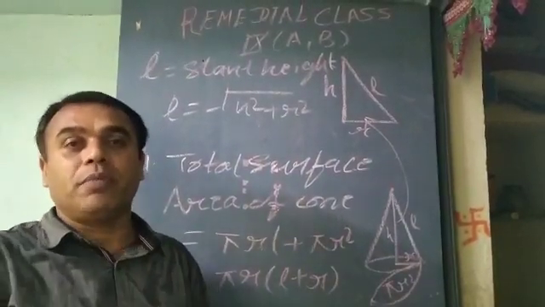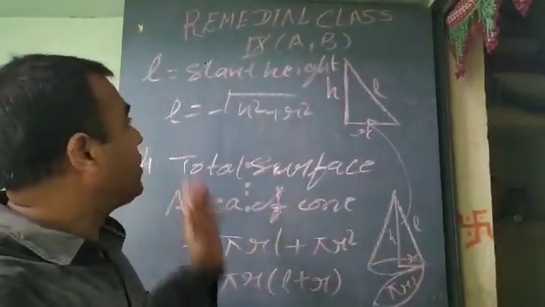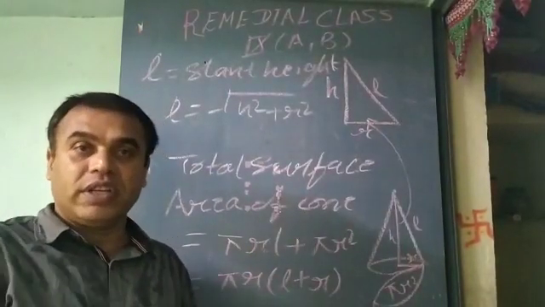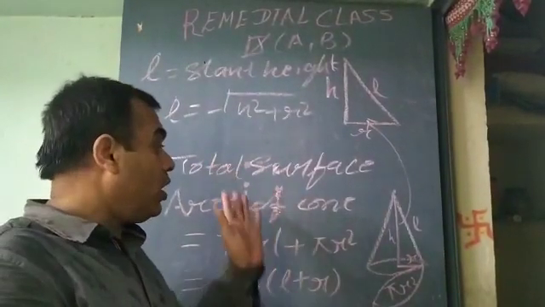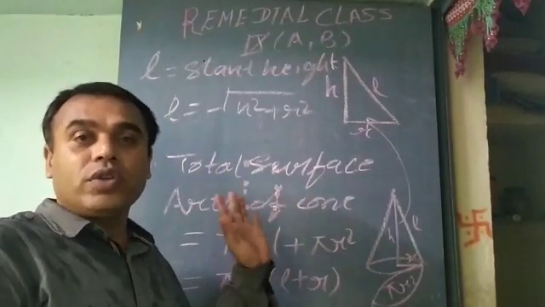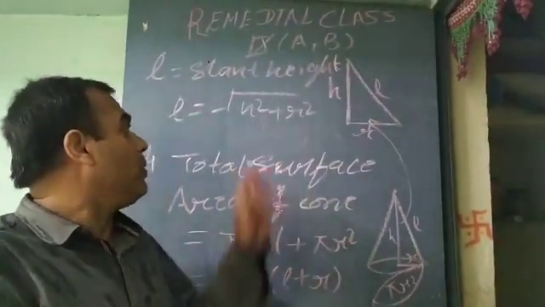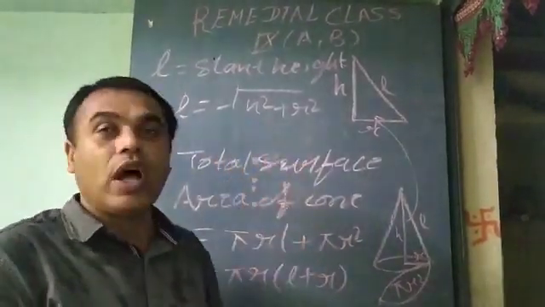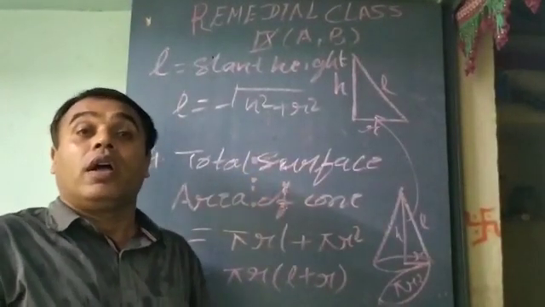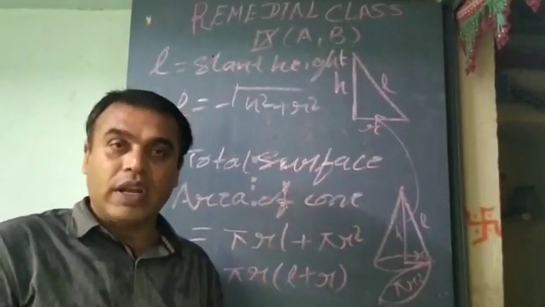So today we have studied the curved surface area of the right circular cylinder and right circular cone, and the total surface area of the right circular cylinder and right circular cone. And we have also studied the slant height, how to find the slant height of these two figures. Today's class is over. Thank you.